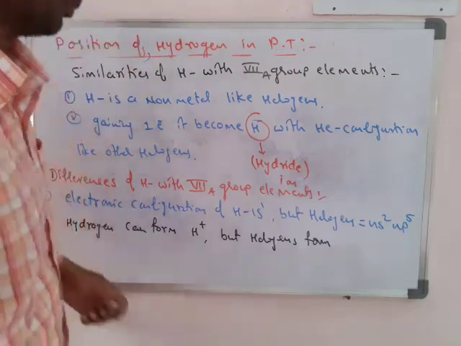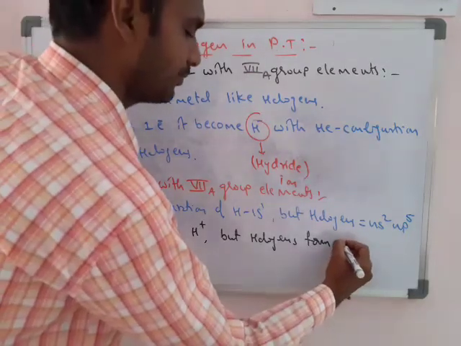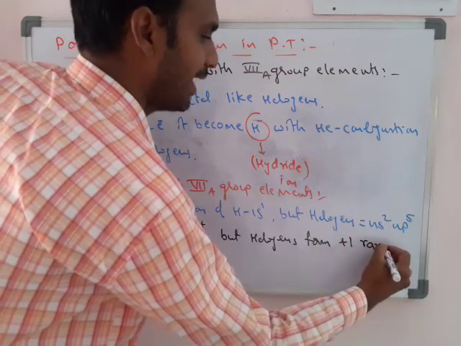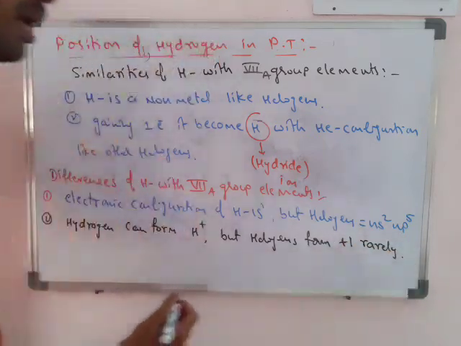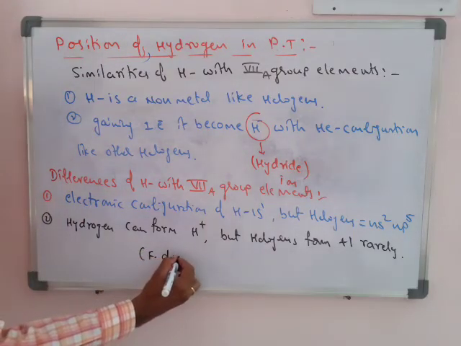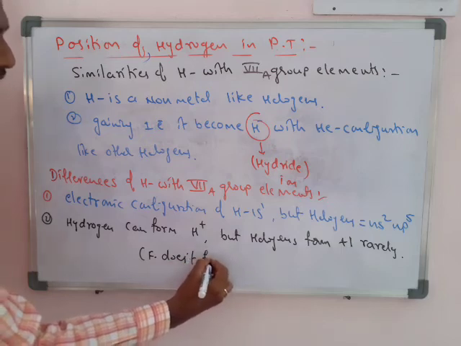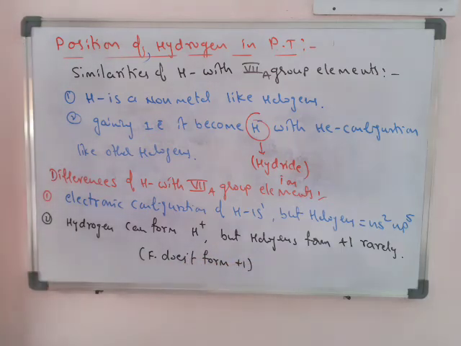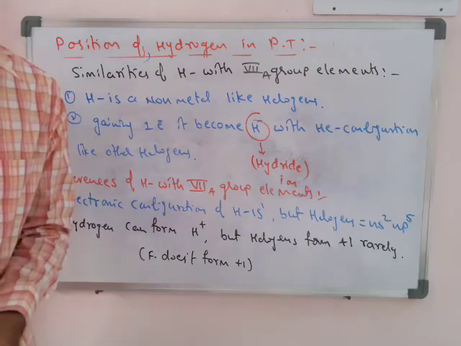But halogens form +1 rarely, and fluorine does not form +1 at any time. So these are the main differences.